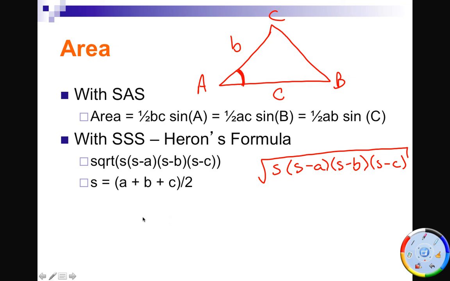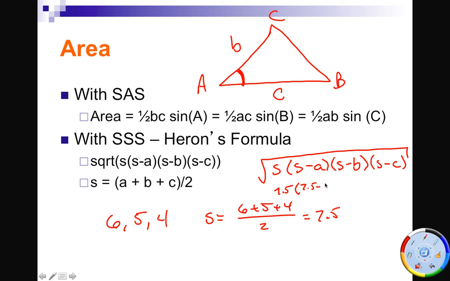So if I had side lengths of 6, 5, and 4, and that's all you were given, to find s, you would say it's 6 plus 5 plus 4 all over 2, which is 7.5. And then you would do 7.5 times 7.5 minus 6 times 7.5 minus 4 and 7.5 minus 5. And that would be the area of your triangle. Just straight up, no trigonometry involved. But it is a kind of cool formula, one that you're going to be asked to do here.